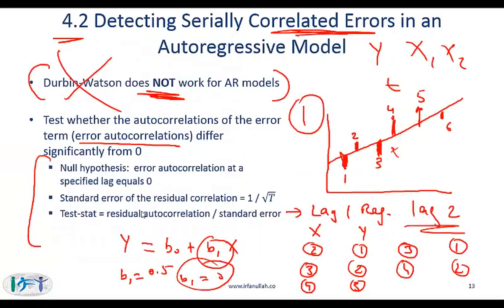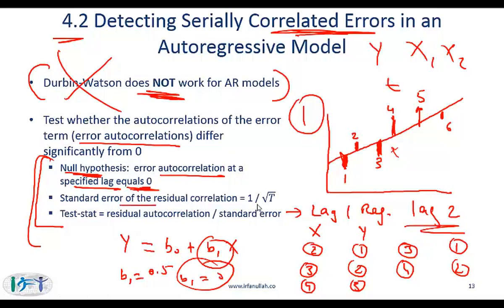Let me go back to the previous slide for a moment. Now this set of sub-bullets will make sense. When we look at the lagged error terms and we are running that regression, what's the null hypothesis? It's that the error autocorrelation at a specified lag equals 0. What do we mean by specified lag? It means first we look at lag 1, then lag 2, then lag 3, and so on. In each case, the null hypothesis is that our coefficient, the B1, equals 0.